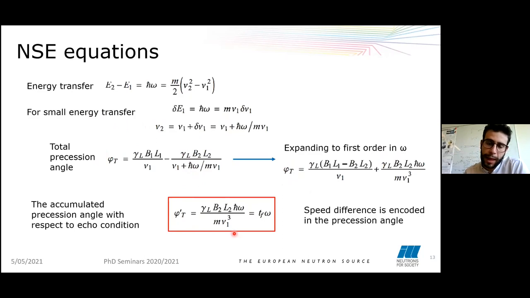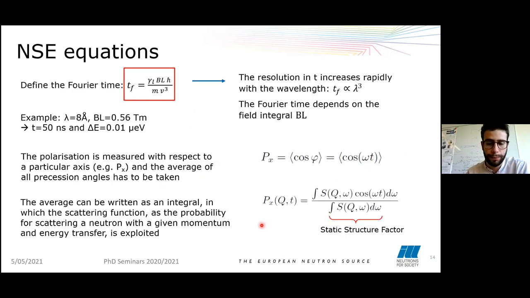This prefactor has the dimension of time, so we can define this time, which is called the Fourier time. And it's important to stress that the speed difference is encoded in the precession angle. This Fourier time is proportional to the field and to the velocities, in particular to the wavelength. And so the resolution in time increases rapidly with the wavelength. As an example, I put here an 8 angstrom beam with a field integral of 0.5 tesla meter. So we find a 50 nanosecond time and an energy exchange of 0.01 microelectron volt.